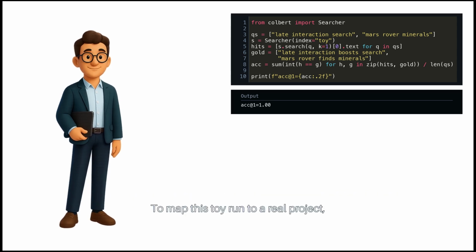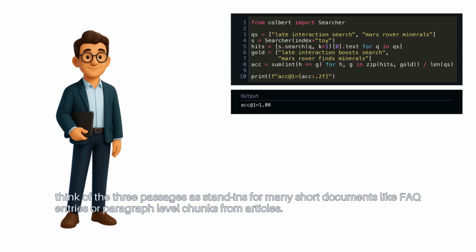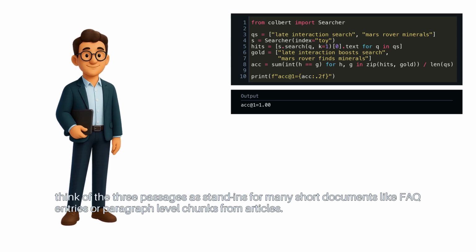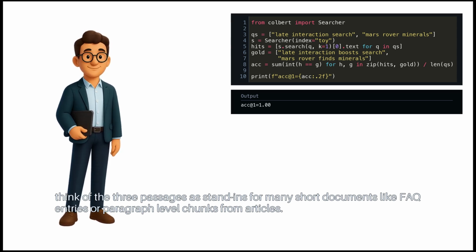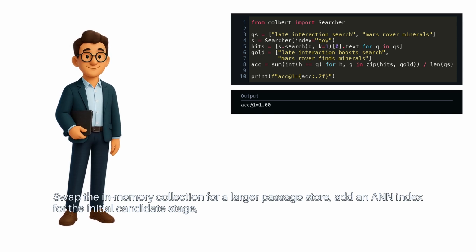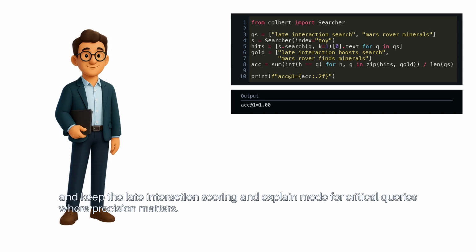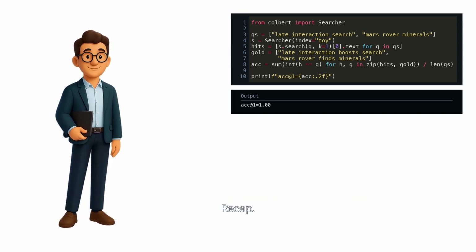To map this toy run to a real project, think of the 3 passages as stand-ins for many short documents, like FAQ entries or paragraph-level chunks from articles. Swap the in-memory collection for a larger passage store. Add an ANN index for the initial candidate stage, and keep the late interaction scoring and explain mode for critical queries where precision matters. Recap!